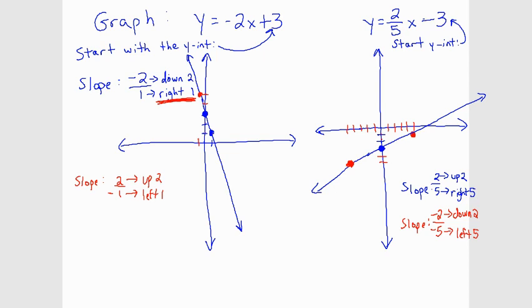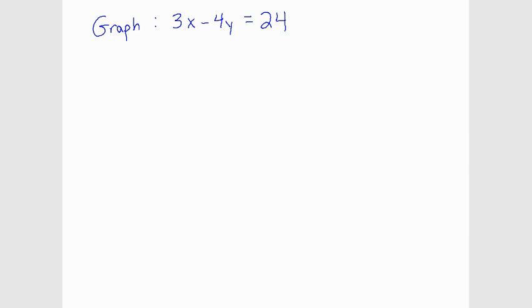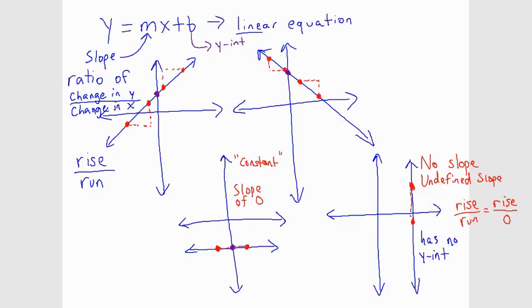All right, let's look at one more form. Let's look at the graph of 3x minus 4y equals 24. Now, this is not y equals mx plus b. And while we're at it, I don't think I mentioned it. This is called slope intercept form.